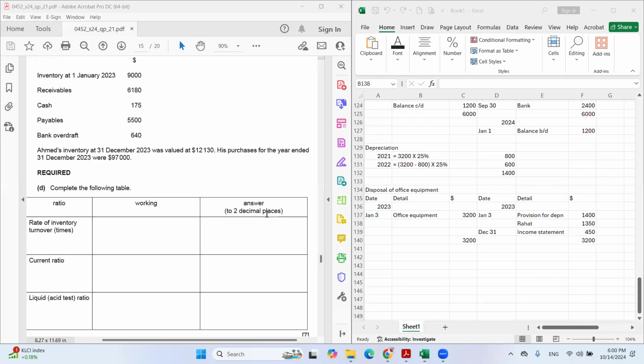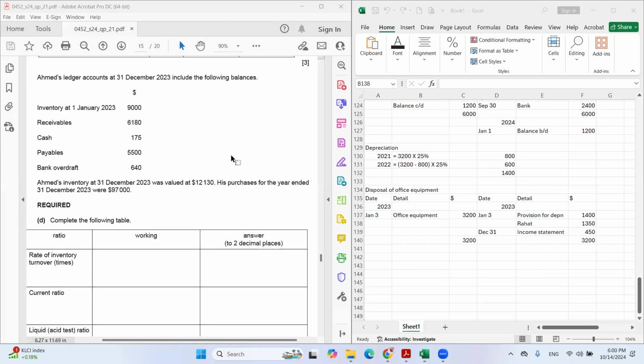The next one, here they ask for the ratio. Okay, inventory at 1st January 2023, 9,000. Receivables, 6,180. Cash and so on. Inventory at 31st is the closing inventory. This is the opening inventory. Their purchases for the year ended is this one. So what are the questions they ask for? They ask for the rate of inventory turnover.